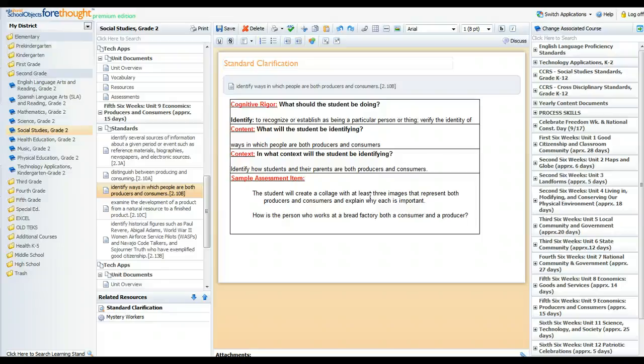So it'd be important to know that sometimes we work at jobs where we are a producer, but when we get home, we're still a consumer. So we are a little bit of both. Even as a teacher, you produce a service to someone, but then you also consume.